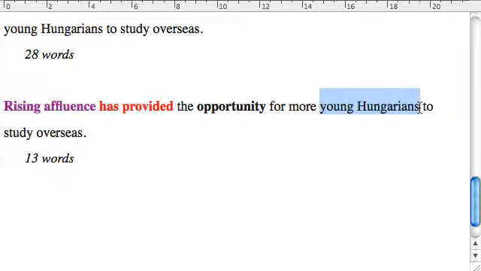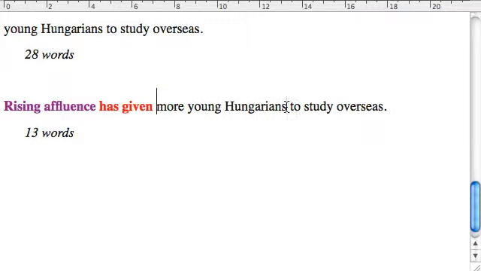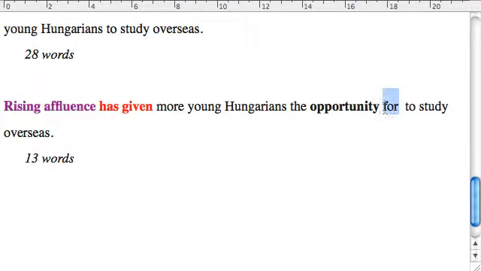The real people, the young Hungarians, are relegated to a subordinate position as the objects of this prepositional phrase, which is merely telling us what kind of opportunity is being provided. It would make the story much more interesting to other human beings if we made the human beings the object of the verb. So let's do this. Let's change the verb to given and get this opportunity out of the way of the young Hungarians, has given more young Hungarians the opportunity to study overseas. Now, in only 12 words, we are making our point with dramatic, muscular, emotionally engaging language and no logic bombs.